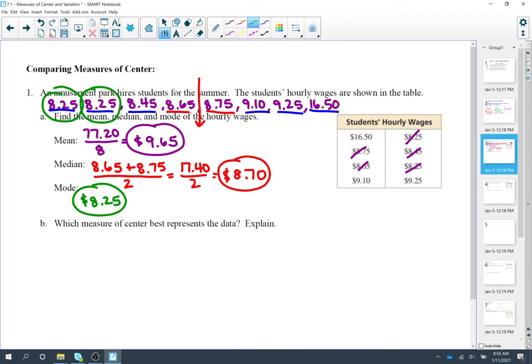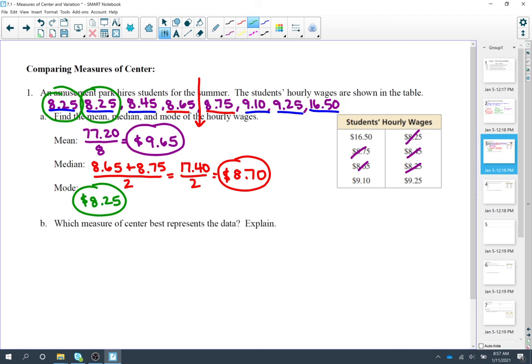Now, part B, which measure of center best represents the data? Now, think about this. Measure of center is a number that's either in the center or the typical value. So if you're looking at all of these numbers, typical value, looks to me, this one's like an 8, an 8, 8, 8, 8. We've got most of the numbers in the 8 range, and then we've got low 9s. And then we've got the $16.50. He seems a little weird to me. We're going to discuss him later. But out of $9.65, $8.70, $8.25, which one seems to be more typical of what we're seeing in the data set?